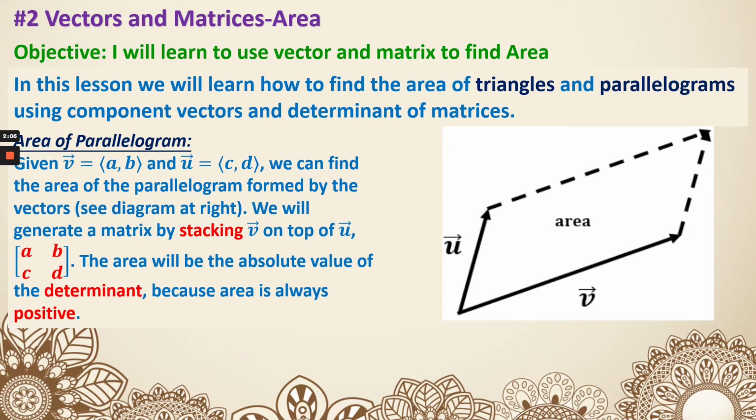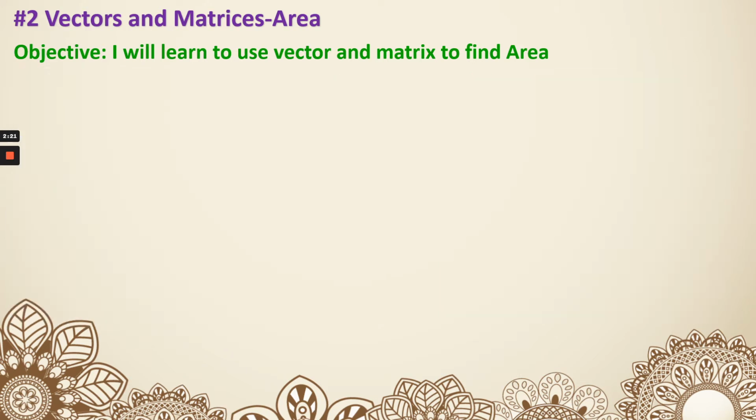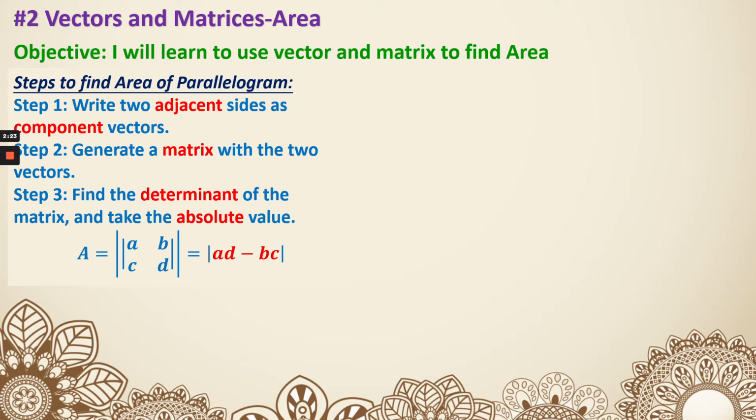We'll generate a matrix by stacking the vector V on top of the vector U. So AB, you can see, is the first row. CD is going to be the second row. The area will be the absolute value of the determinant because area is always going to be positive. So now let's have a look at an example with steps.